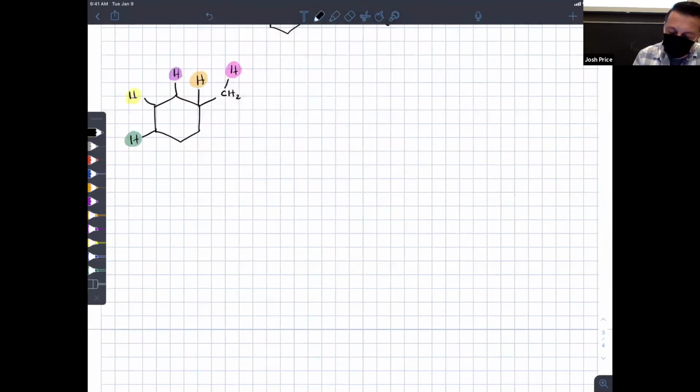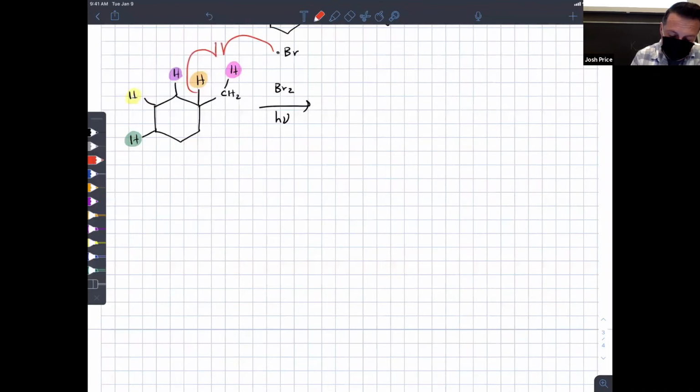Now, I'm not going to draw the radicals that would come from abstracting either of these hydrogens. Can you see that if we abstracted the pink one, that would be a primary radical? If we abstracted the purple or the yellow or the green ones, that would be a secondary radical. That's less stable than if we abstracted the orange one.